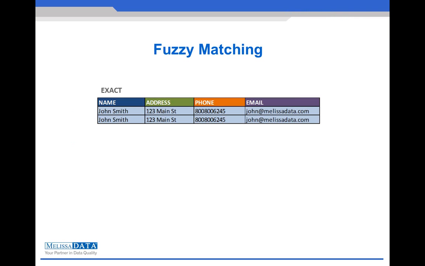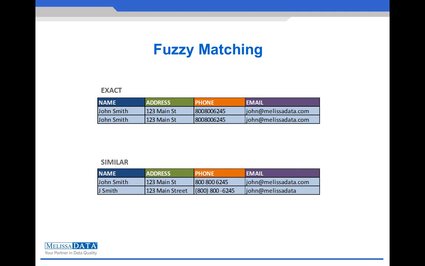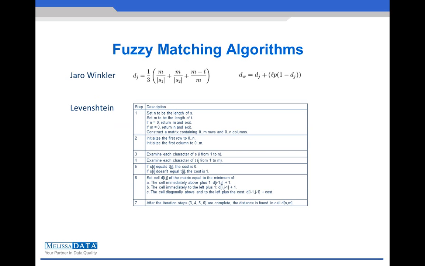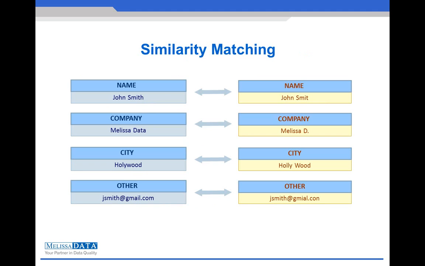The data quality components give us the ability to not only match exact matching records, but similar matching records as well. Through the use of built-in fuzzy matching algorithms such as Jaro-Winkler, Levenshtein, and so on, we are able to associate non-exact matching records with each other through the similarity computations of the fuzzy matching algorithms.